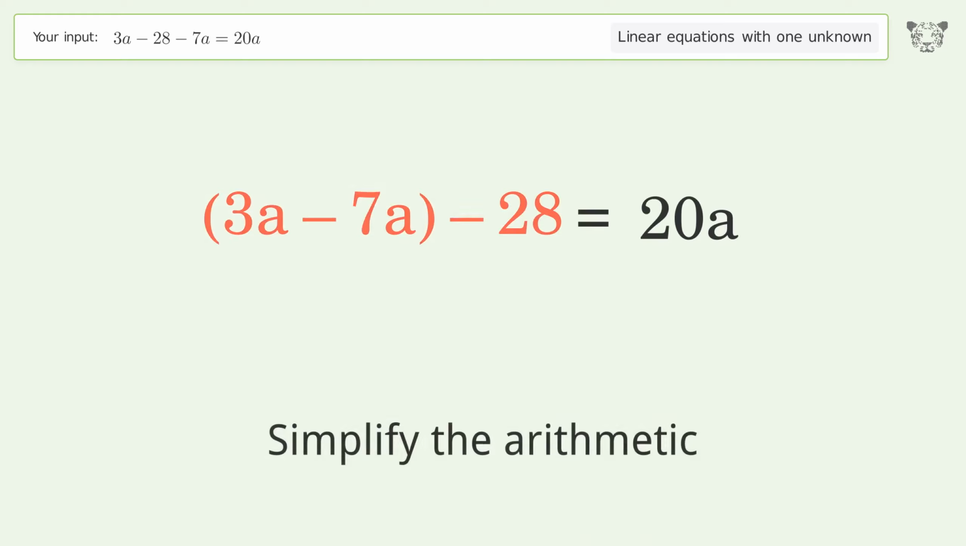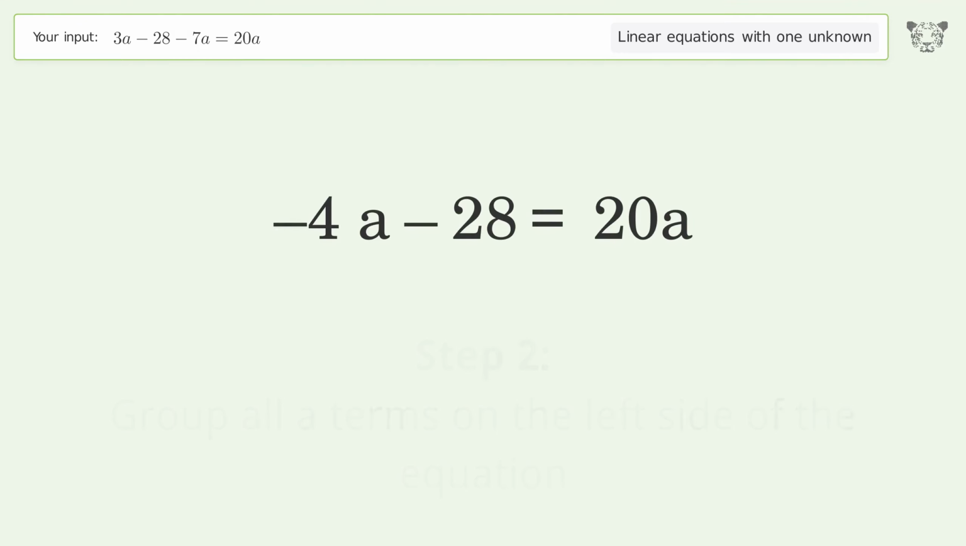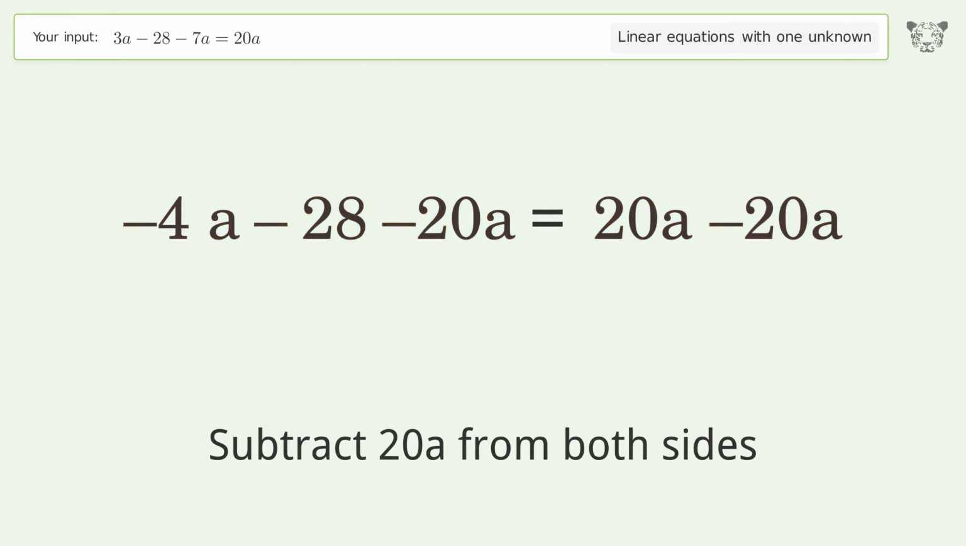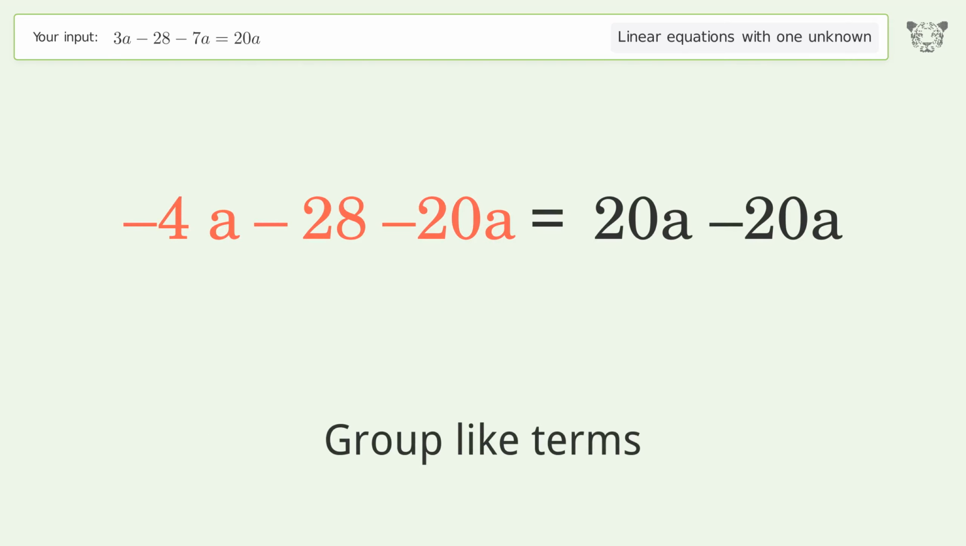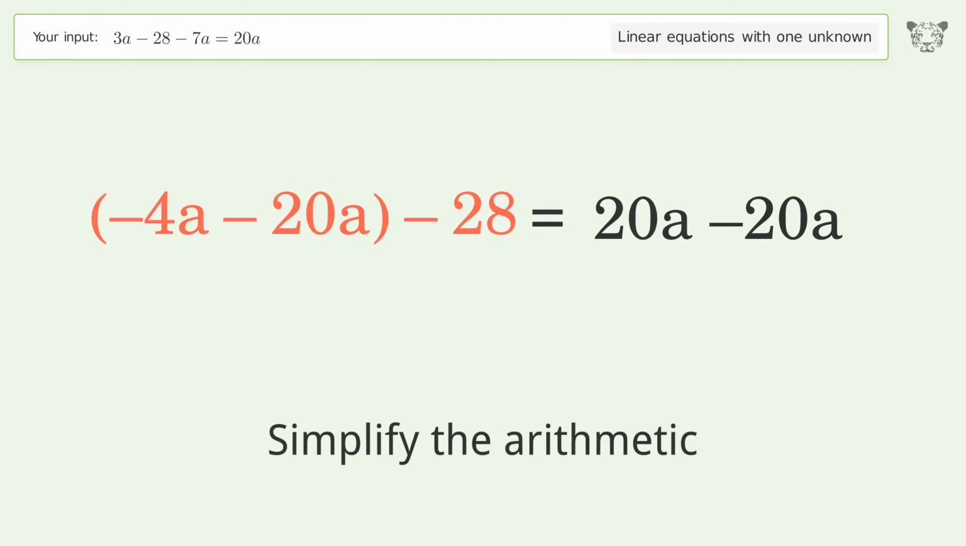Simplify the arithmetic. Group all a terms on the left side of the equation. Subtract 20a from both sides. Group like terms. Simplify the arithmetic.